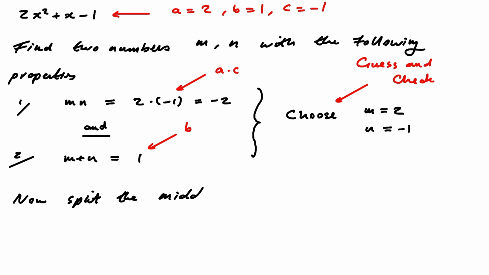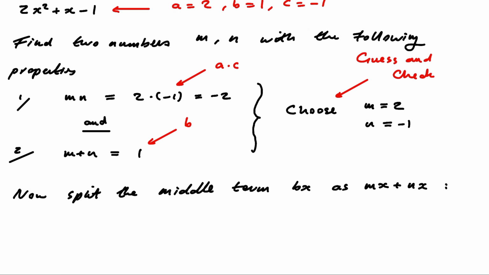So this is a really odd thing to do. It's not completely obvious why we're doing it, but let's take the middle term. So the middle term is bx, b times x. And we're going to split it as mx plus nx. Now we can do that precisely because m plus n is equal to b. Okay, so it's not obvious that this is a sensible plan, but let's see what occurs.